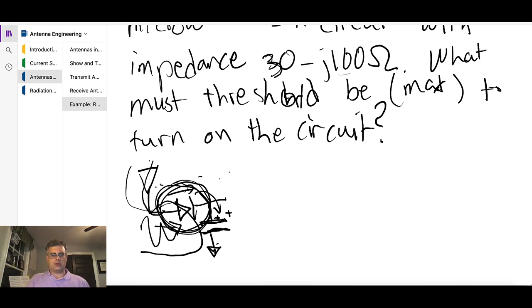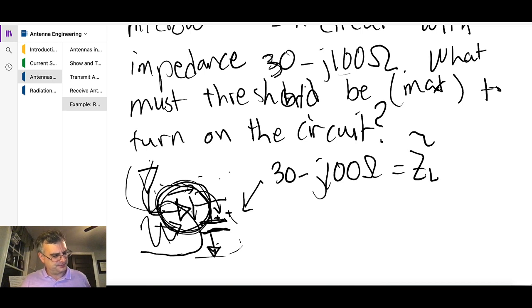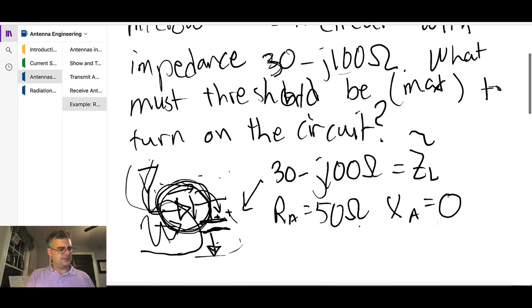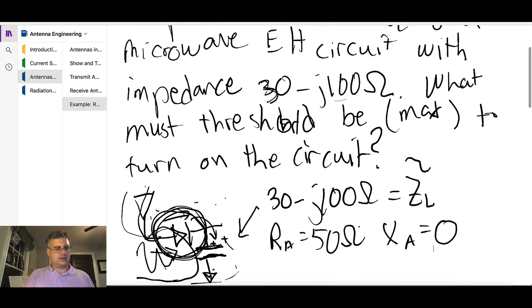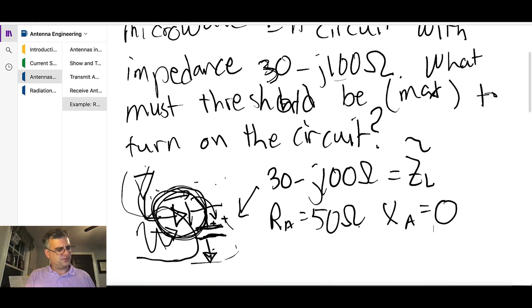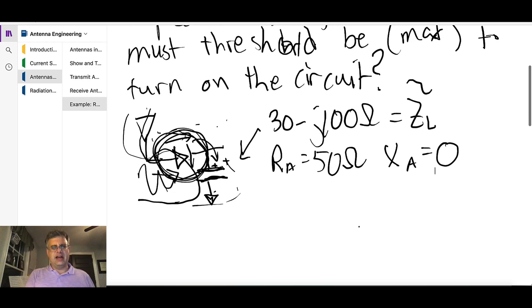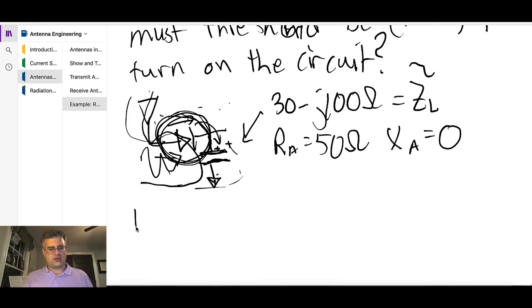We said at the frequency that we're operating at, because of the junction capacitance of the diode, this thing looks like 30 minus j100 ohms. That's our Z sub L. And let's see what it says. This is a 50 ohm antenna, so R sub A is equal to 50 ohms. X sub A is zero, no reactive component. And the way that this problem is worded, we've got to receive at least 10 dBm in this circuit.